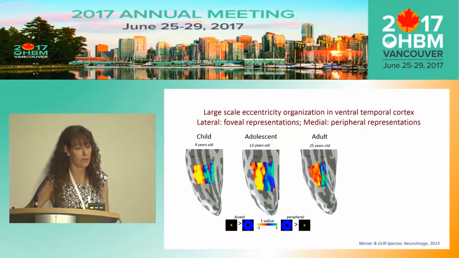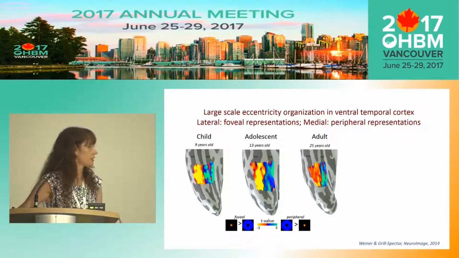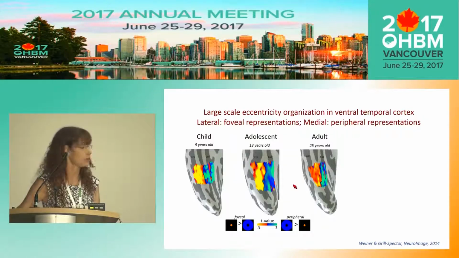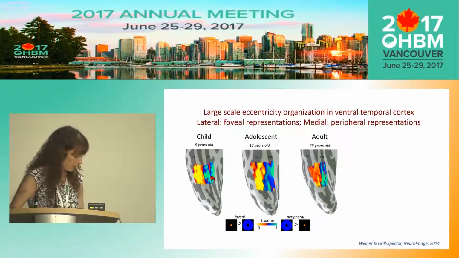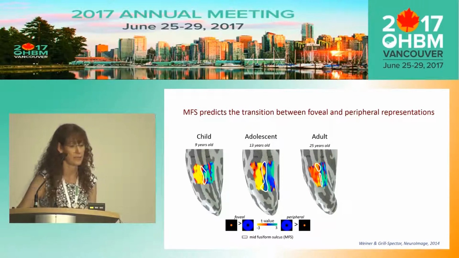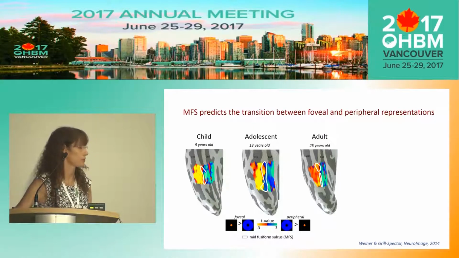Another thing that you could look at in the ventral stream is large-scale maps. For example, this is a large-scale map of eccentricity bias shown in 3 individuals, a child, an adolescent, and an adult. The hot colors indicate regions that prefer foveal compared to peripheral stimulation, and the cold colors indicate regions that prefer peripheral compared to foveal stimulation. And you note that in each of these 3 examples, there's this lateral medial separation between fovea and periphery. And an interesting feature is that if you now draw the MFS in each of these individuals, you can see that the MFS seems to be a good predictor of this lateral medial gradient between foveal and peripheral representations.